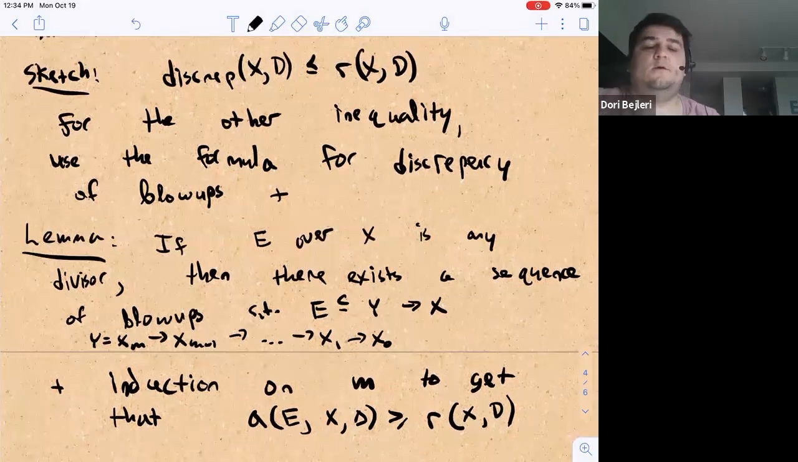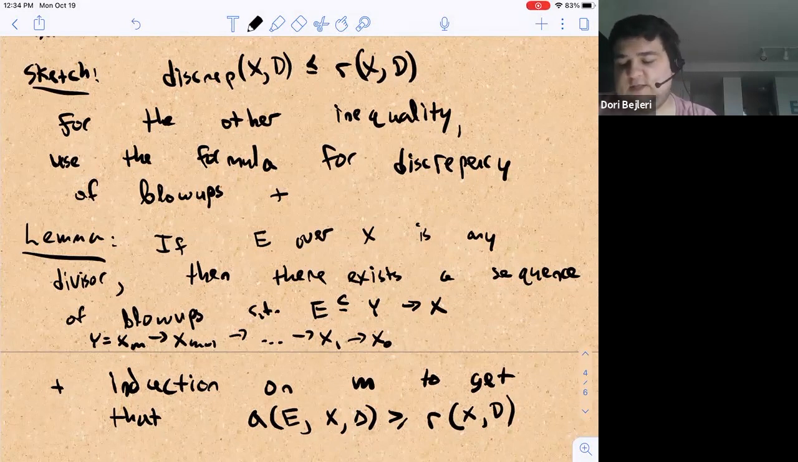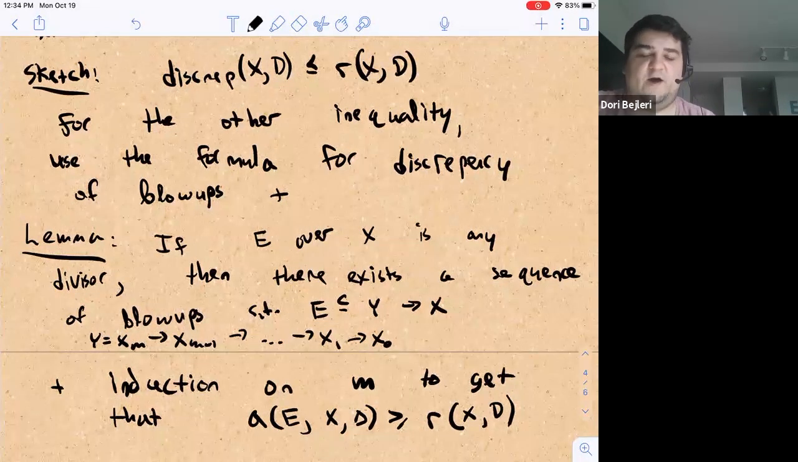Okay. Any questions? And maybe I should remark this lemma. I phrase it geometrically, but it's actually a ring theory lemma. Basically, you say, given any discrete valuation ring in the function field of X, you find some sequence of blowups so that discrete valuation ring is the local ring at some codimension 1 point of the blowup. So it's really like an algebra kind of thing. Okay.